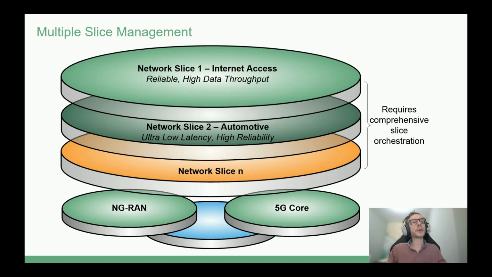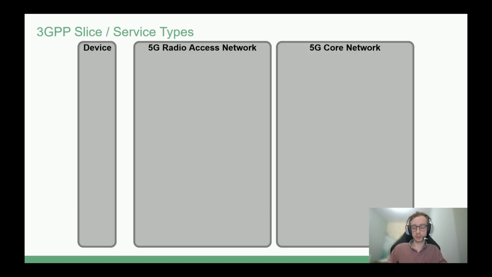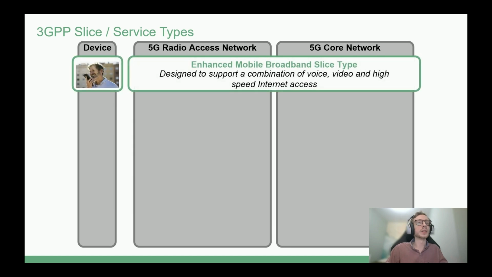As you can see on the screen, we've got our network slice 1 and our network slice 2. We have different characteristics for these slices, so we're going to have different requirements for these slices. And the 3GPP have actually defined a set of 5 different SSTs, or slice service types. As we can see on the screen, we have the 3GPP SSTs, our slice service types, with the first one being enhanced mobile broadband slice type.